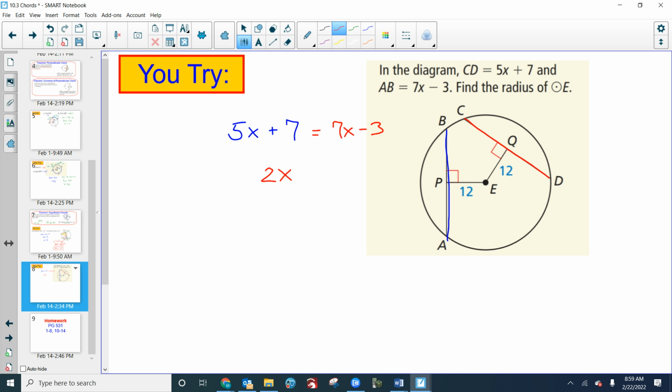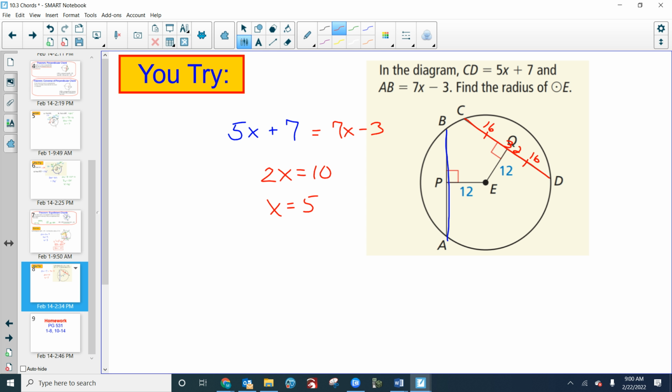Did you get 2x equals 10? So x equals 5. Yes? All right. So CD is 5 times 5 plus 7. What's CD? The whole length of CD. 32. But we know because that segment, EQ, is perpendicular to the chord, it must also cut it in half. So this is 16 and this is 16, right?